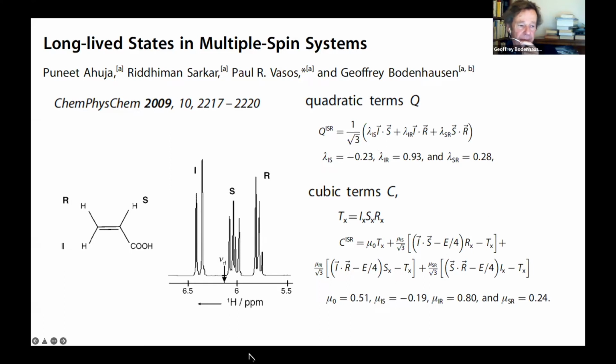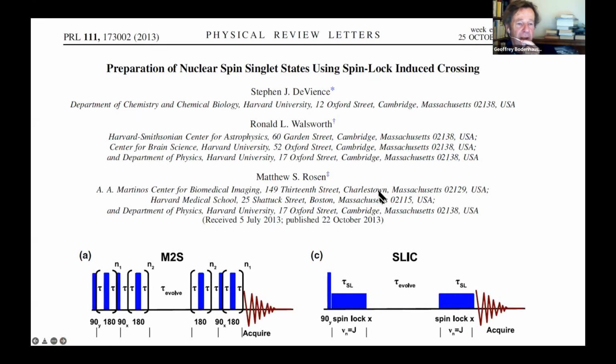So the next picture I took from a work in Physical Review Letters by Stephen Devine, Walsworth, and Rosen. This is a very beautiful paper, which I have overlooked for many years, unfortunately, but it gives a very nice way of creating longer states between strongly coupled systems, which is something that the SARKAR sequence does not achieve very well. And there was a very nice idea from the Levitt group, which is called magnetization-to-singlet, and which comprises a number of pi pulses.